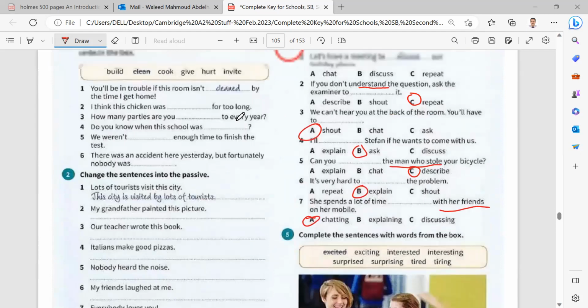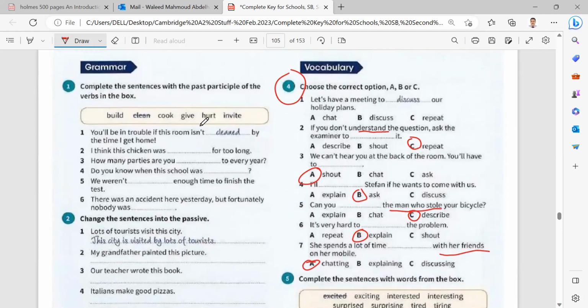Okay. طيب, this Sarah about here the passive. Okay. The main focus of this unit was passive, present passive, and past passive. So use the past participle of the verb 3 from the verbs in the box. You will be in trouble if this room isn't cleaned by the time I get home. What about 3? I think this chicken was cooked for too long. Cooked. Cooked, yes. What about 3?